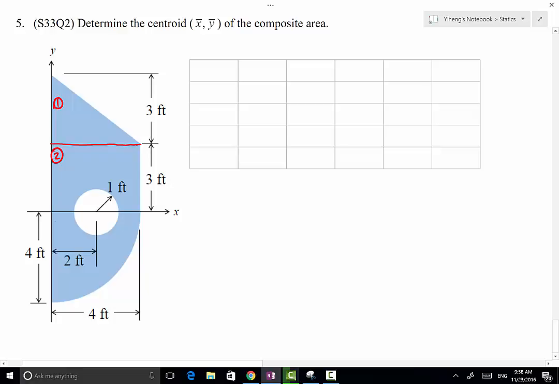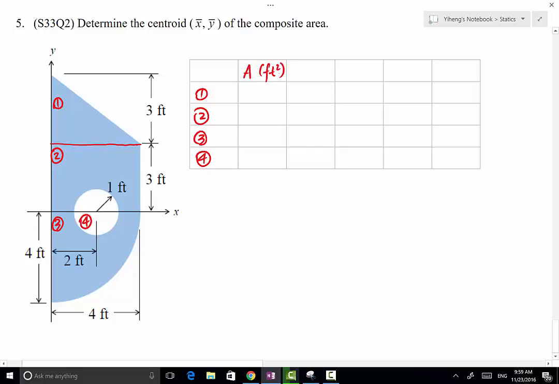Area number 3 to be this quarter circle. And then area number 4 is going to be this negative area of the circle. So in this table, we're going to have our area 1, 2, 3, and 4. For the first column, we're going to calculate the area for each of the components, and that is going to be in the unit of square foot.